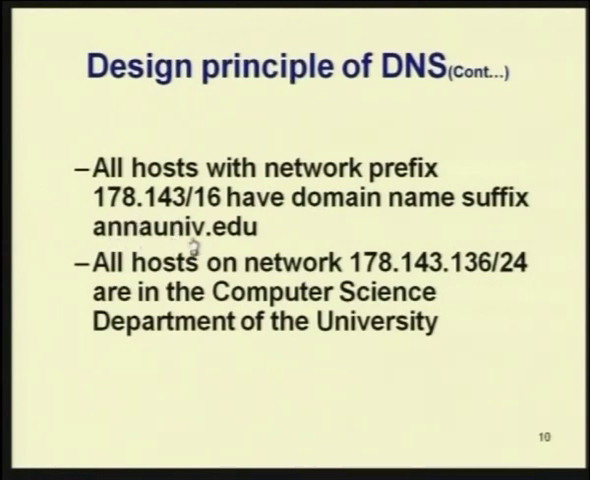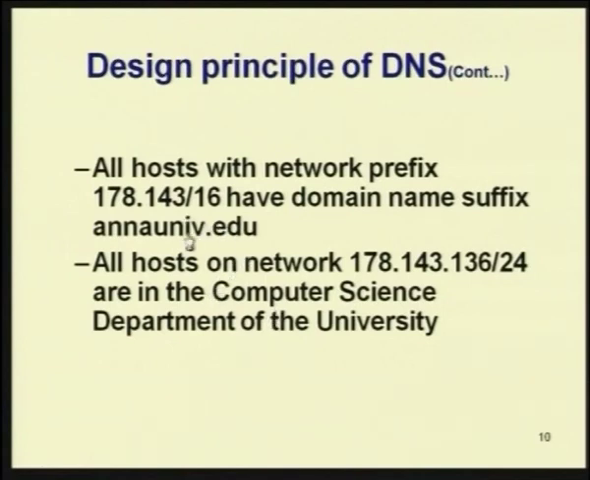Now, annauniv.edu is what we mean by the domain name. Edu is a domain, part of the domain namespace. Annauniv is again part of the domain namespace. Now, edu may come under the control of a particular organization. Annauniv.edu would come under the control of another organization, and when you talk of 178.143.136 as the internet address of the machines in the computer science department of Anna University, you could also have a domain name cs.annauniv.edu, which would come under the control of the computer science department.